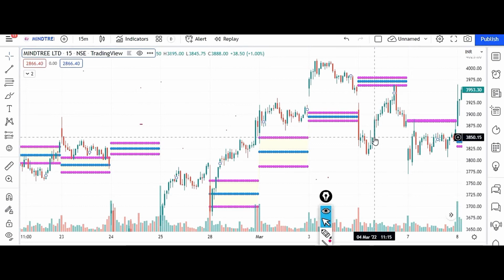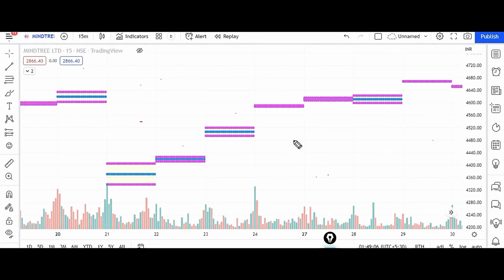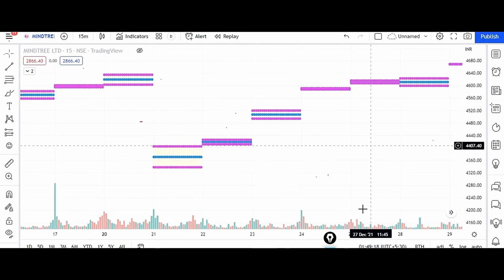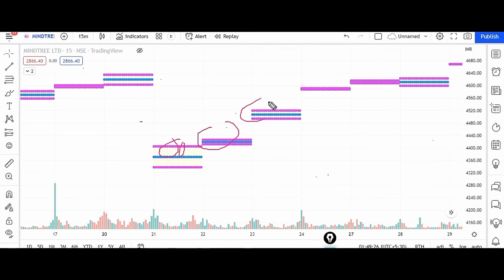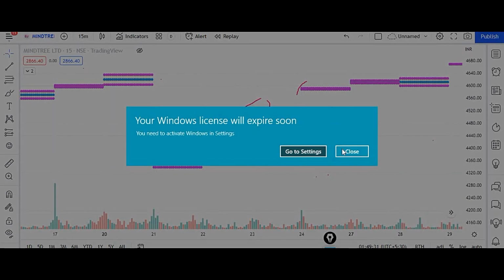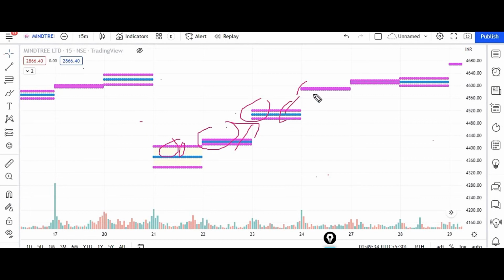Let's move to another one, which is the ascending CPR. Let's see what an ascending CPR is. It is when the next day's CPR is higher than yesterday's CPR, meaning the market is in an uptrend. You see, here this is yesterday's CPR, and this CPR is higher than that one, and this one is higher than this one.